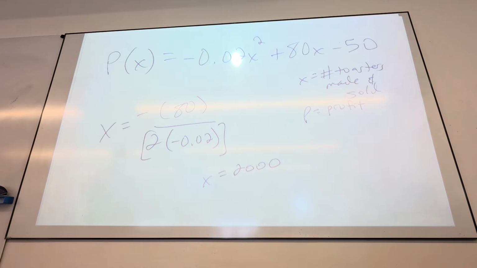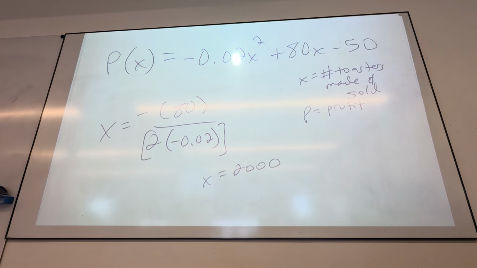What did X represent? Number of toasters made and sold. So what do we know so far? That's how many toasters. In order to make the most profit, I got to make and sell 2,000 toasters. And depending on the size of our company, that could be doable or not.